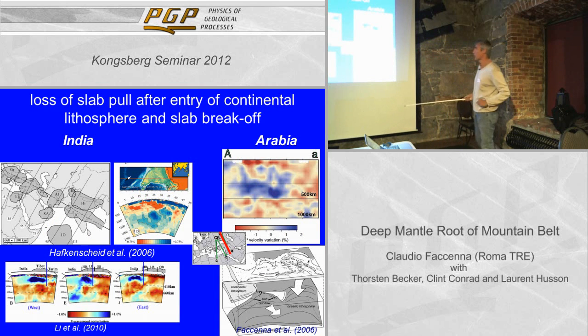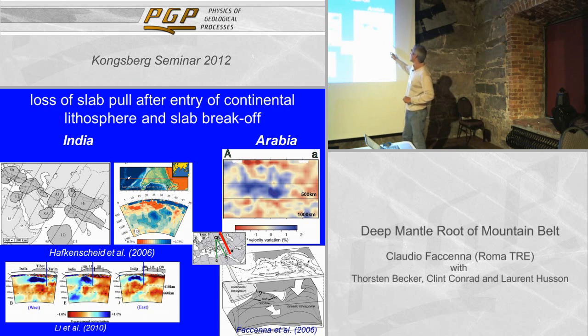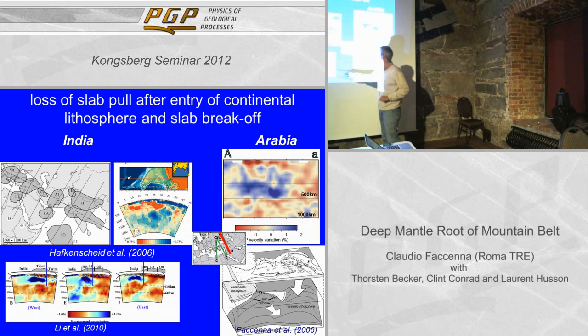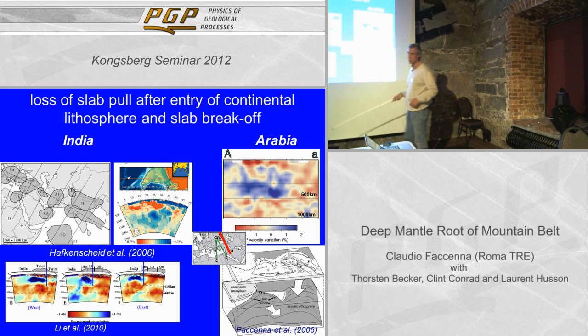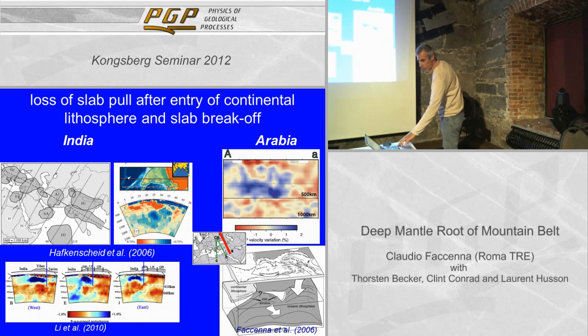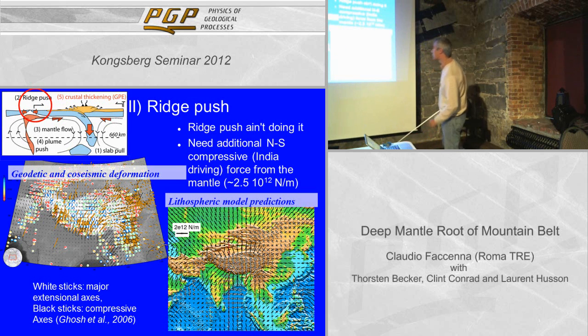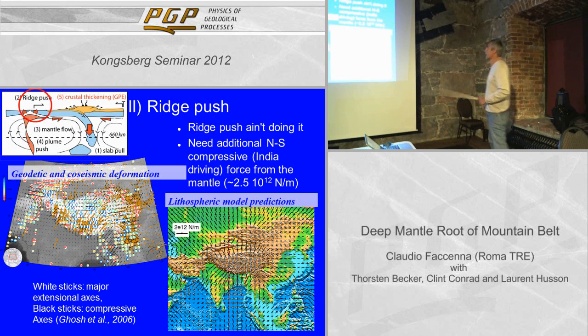Also because most of the tomographic images beneath India and beneath Arabia clearly show no connection, or complete detachment, or very small slab attached, as in this model by Wim Spakman, from the deep part of the slab to the shallow one. So very little slab pull is expected now to work in this area. Ridge push can contribute, of course, but it has been demonstrated that you need other additional north-south force, for instance in this model by Ghosh et al., to create compression in Tibet. Otherwise, Tibet will collapse and you will have extension.